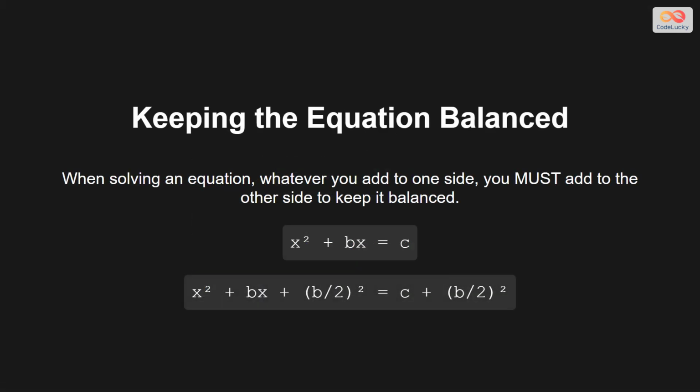It's critical to remember that when you're working with an equation, you can't just add a number to one side. To keep the equation balanced, any value you add to one side must also be added to the other side. So, if we add (b/2)² to the side with the x terms, we must also add it to the other side of the equation.